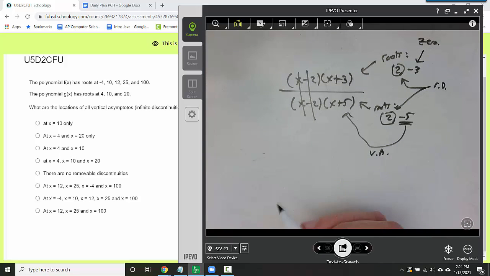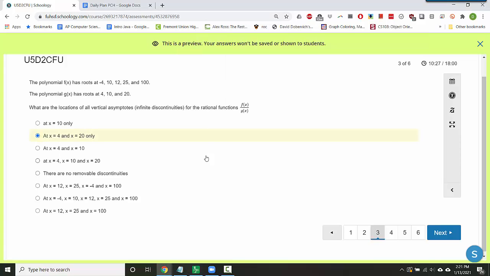So here, to look at the problem, we want to know where there are vertical asymptotes. Vertical asymptotes are going to happen whenever there are roots in the denominator that aren't shared by the numerator. So it looks like it's going to happen at 4 and 20, and that's it. I guess they don't have numbers here, but whichever one, at x equals 4 and x equals 20 only would be the answer.